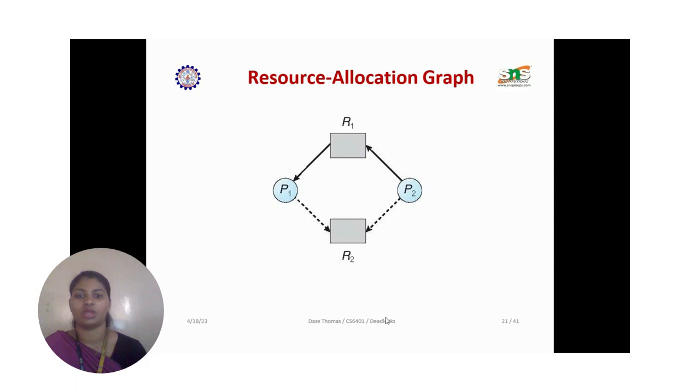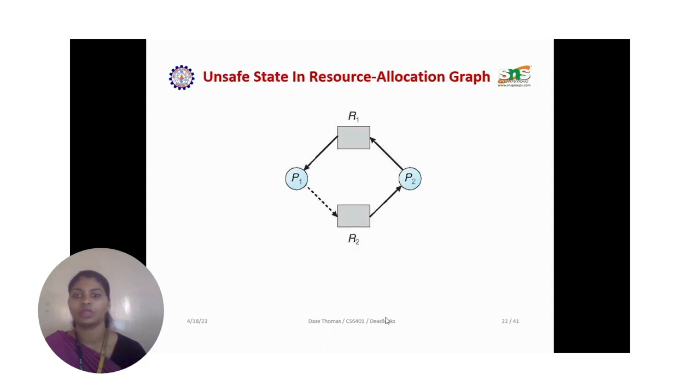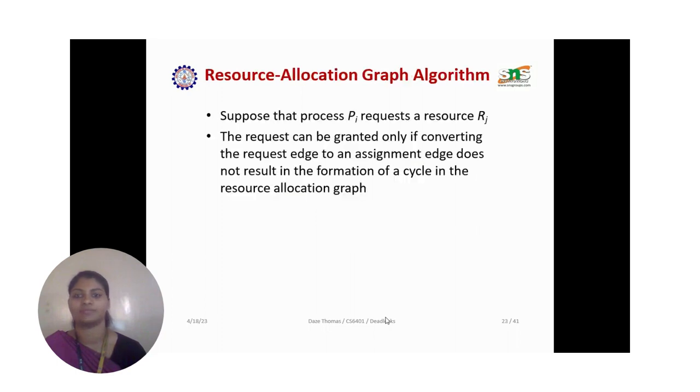Here is an example of a resource allocation graph where you have two processes, P1 and P2, and two resources, R1 and R2. Both resources have a single instance. You can see a dotted line from process P1 to R2, that is a claim edge. Also from process P2 to resource R2, that is also a claim edge. These may be converted into a request edge and later into an assignment edge. This is an example of an unsafe state in a resource allocation graph. Here the system is in an unsafe state.